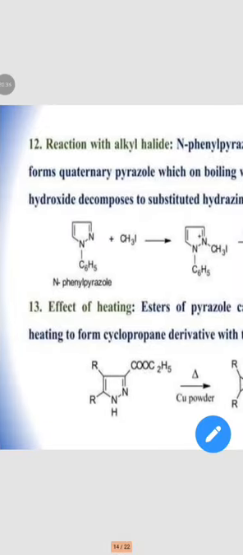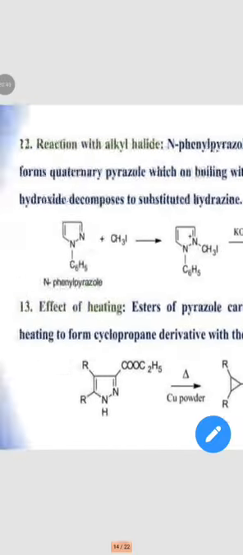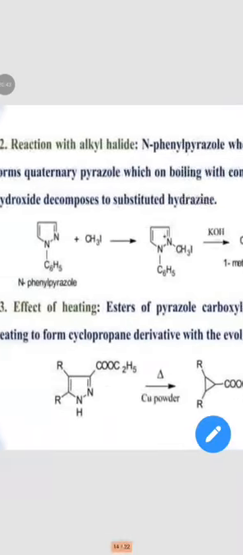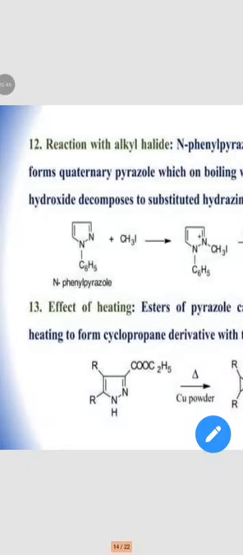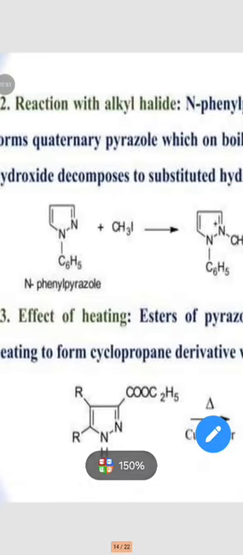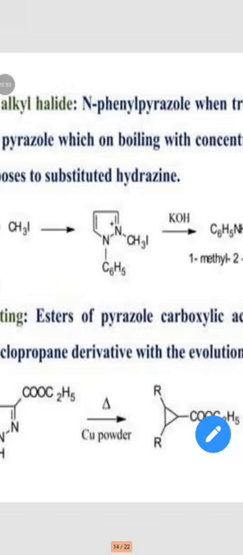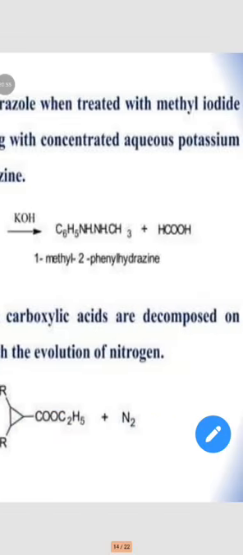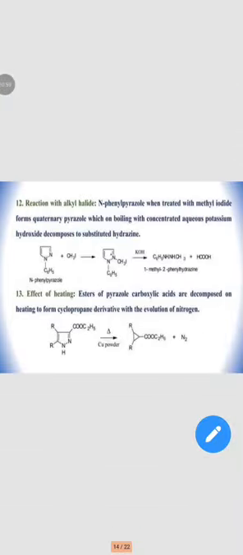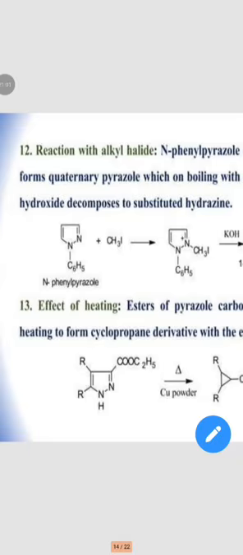The next reaction is reaction with alkyl halide. N-phenyl pyrazole is treated with methyl halide, CH3I, methyl iodide, to form the product 1-methyl-2-phenyl hydrazine.